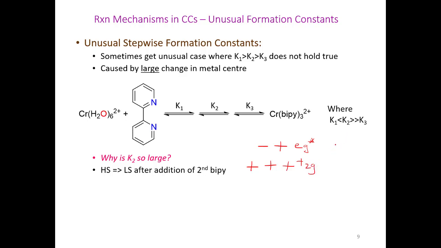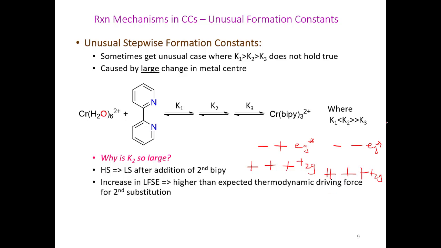But if it transitions from high spin to low spin, the frontier orbitals will look like this. And this is a large change in the electronic structure of the chromium complex. So there's an increase in ligand field stabilization energy because this electron here is no longer populating an antibonding orbital. It now goes to the T2g.